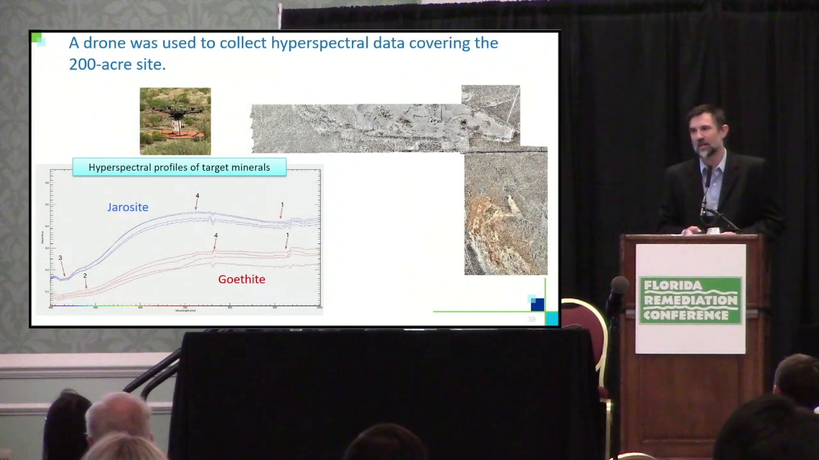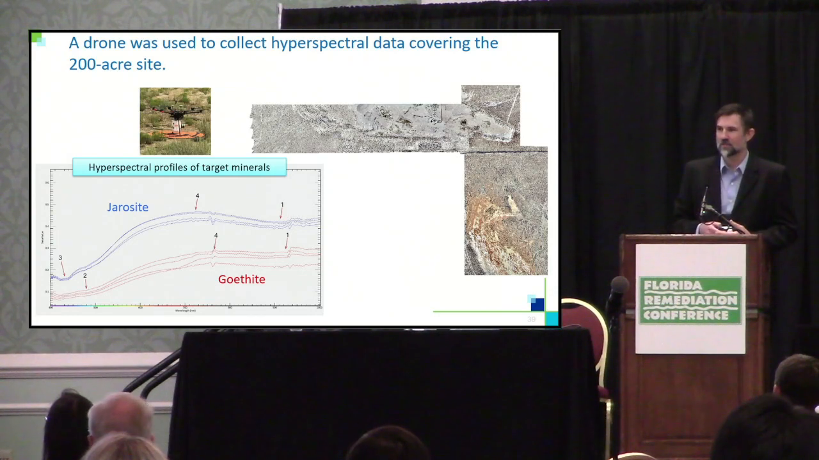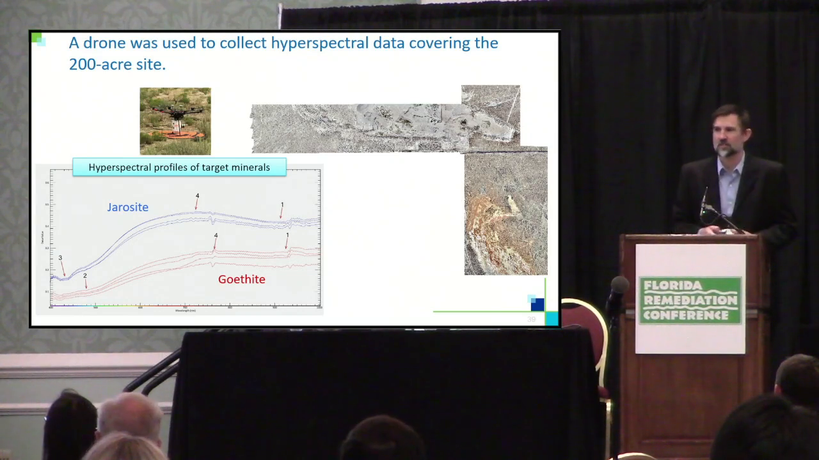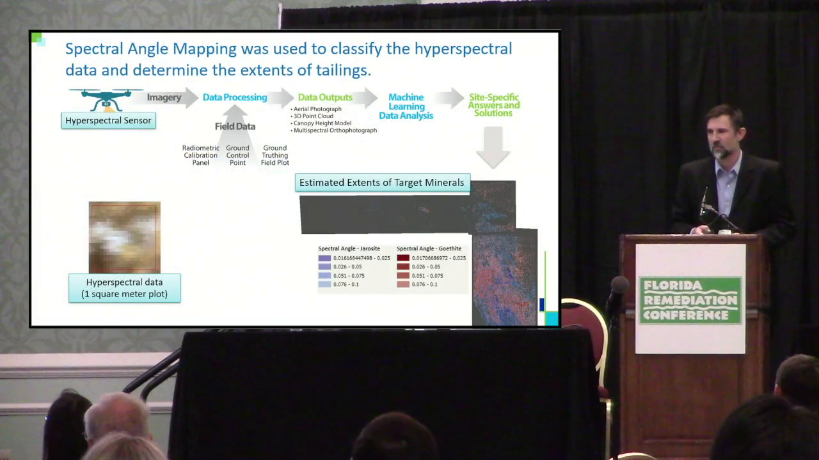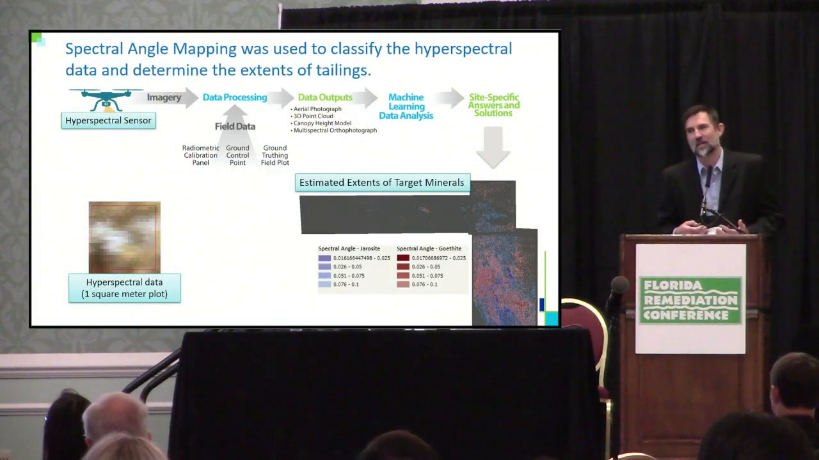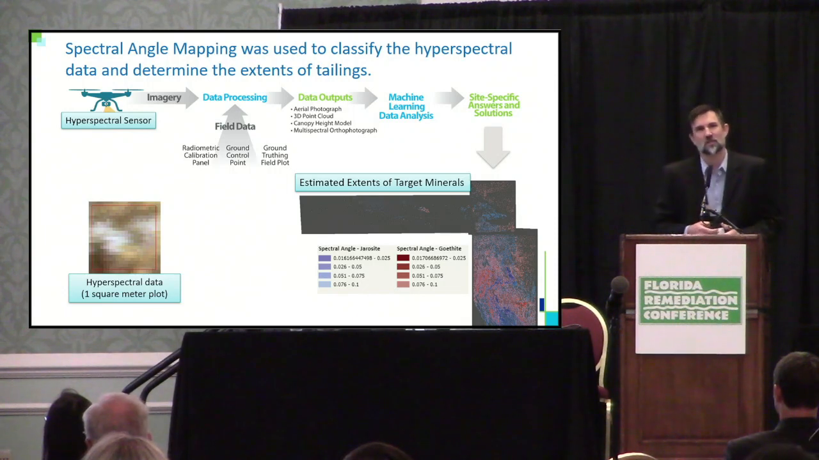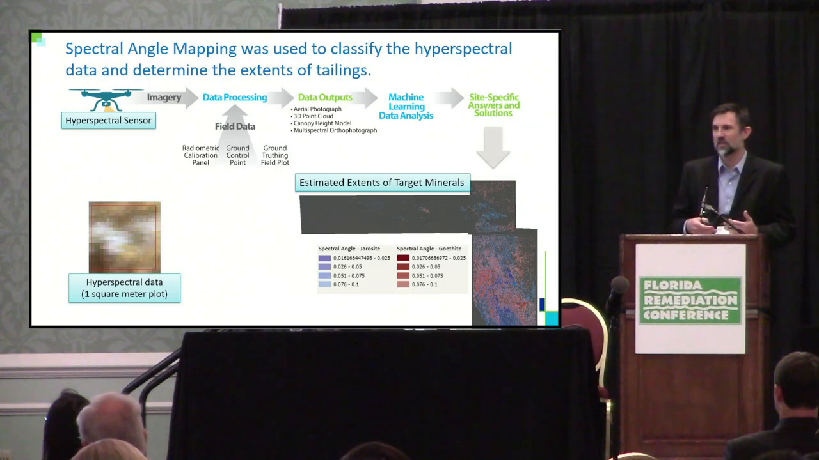But for this site, we applied a hyperspectral sensor on a drone, which gives us some information about mineralogy. And so for this 200-acre site, we're collecting terabytes of data across that electromagnetic spectrum, and then we can start to separate out, based on the spectral signature, jarosite versus goethite, which were the ore processing minerals that were left over in the waste piles. So with this large data set, we can apply spectral angle mapping to determine where these minerals are distributed across the landscape. So that's what you see on the bottom right, is the model we developed to predict where these minerals are.